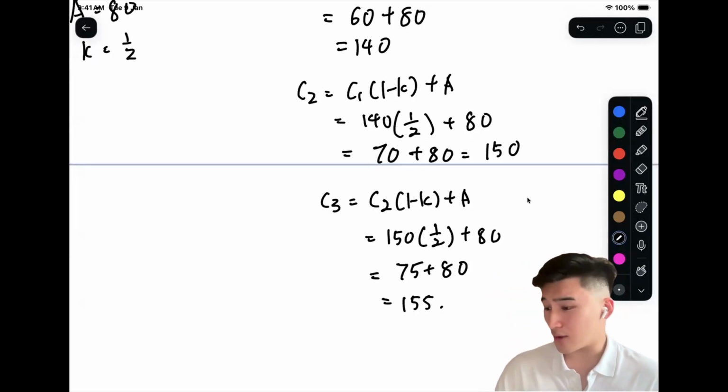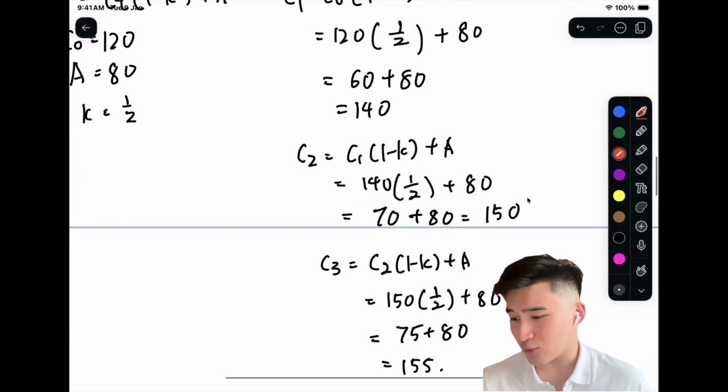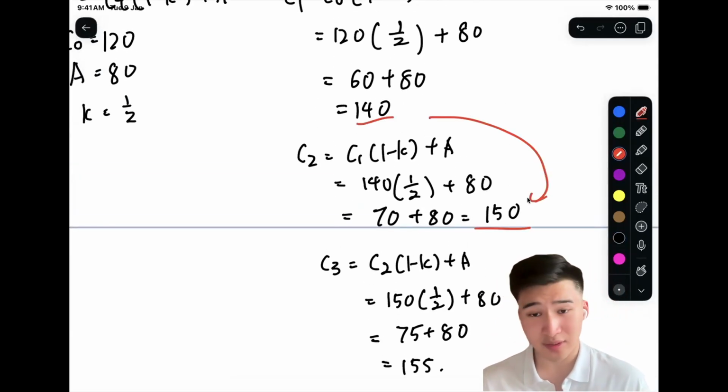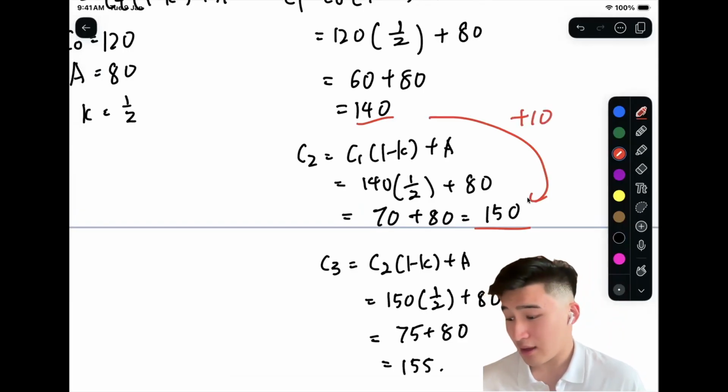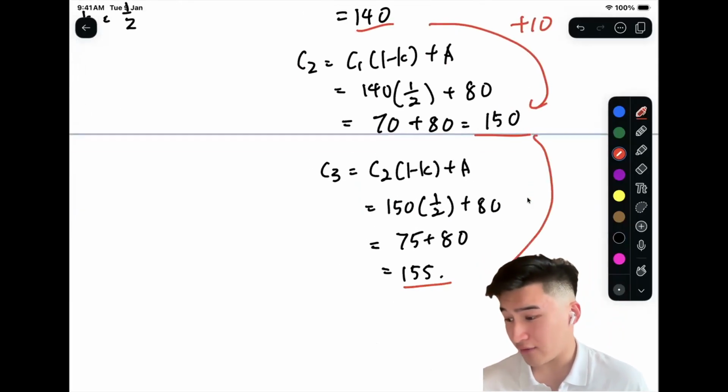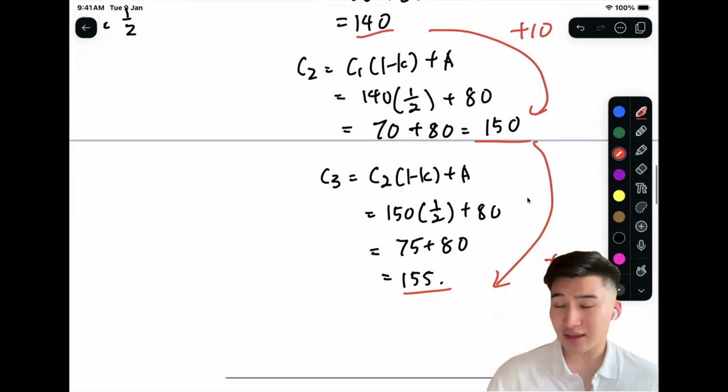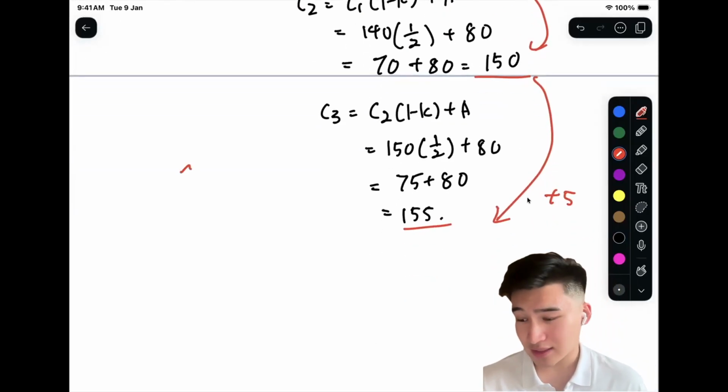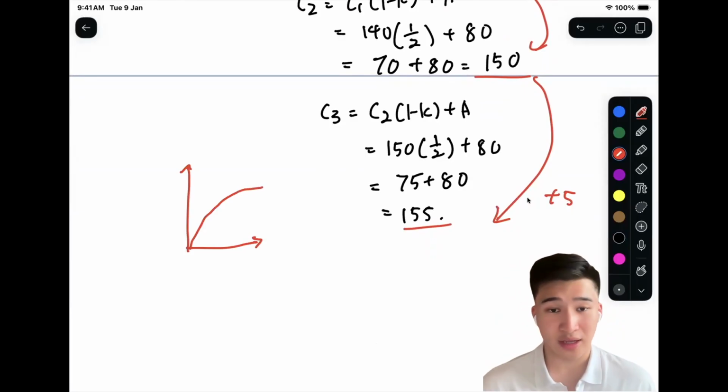Okay, so if you continue on, you can actually find something interesting. So 140 to 150, it's a big jump. It's like a plus 10. But then 150 to 155 is plus 5. So we can kind of see, actually, if you plot it, we can see a graph that could go something like this.